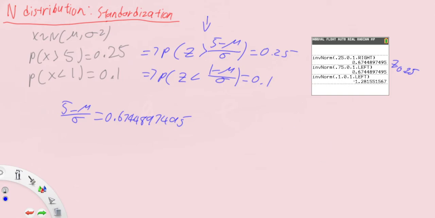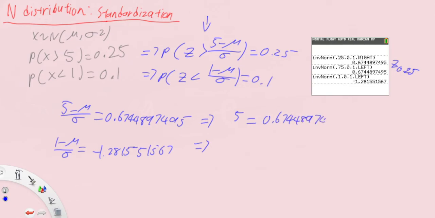Then of course we have the second equation, which is simply 1 minus mu over sigma equals minus 1.281551567. Now we are able to get simultaneous equations, because after we simplify this, we get 5 equals 0.6744897495 sigma plus mu, and then the bottom equation, 1 equals minus 1.281551567 sigma plus mu. Then we can solve for sigma and mu, because we now have a pair of simultaneous equations with two variables.